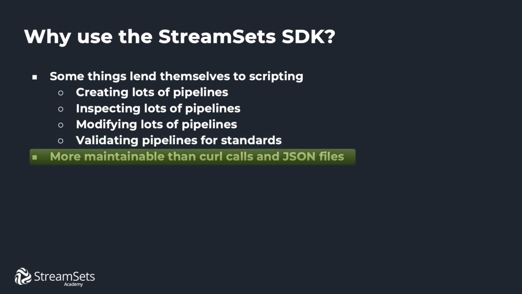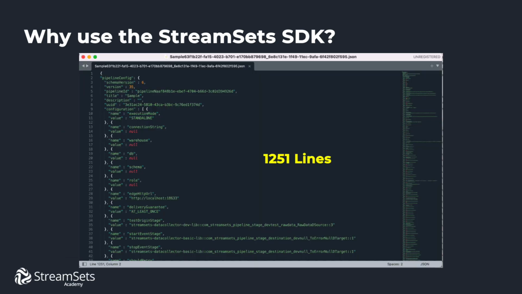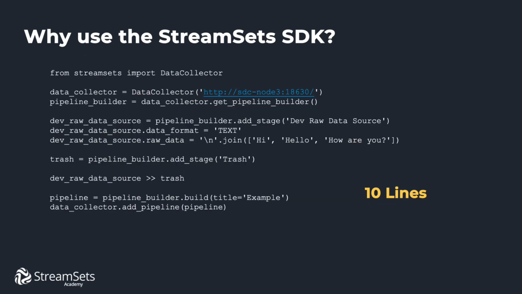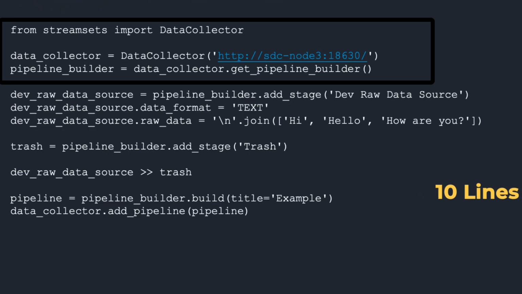The SDK is more maintainable than JSON files resulting from curl calls to the REST API. Let's look at an example. Here is a simple pipeline with only two stages, an origin and a destination. If we exported this pipeline, we would get 1,251 lines of JSON code. To recreate the equivalent pipeline using the SDK will involve far fewer lines. 10 lines in fact, with the first 3 or 4 being common across the creation of a pipeline.